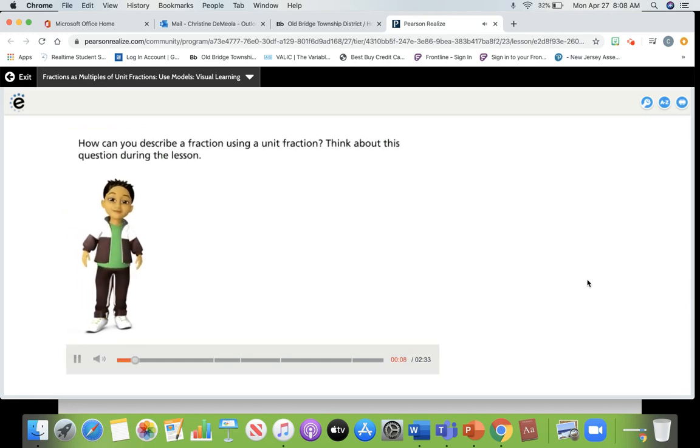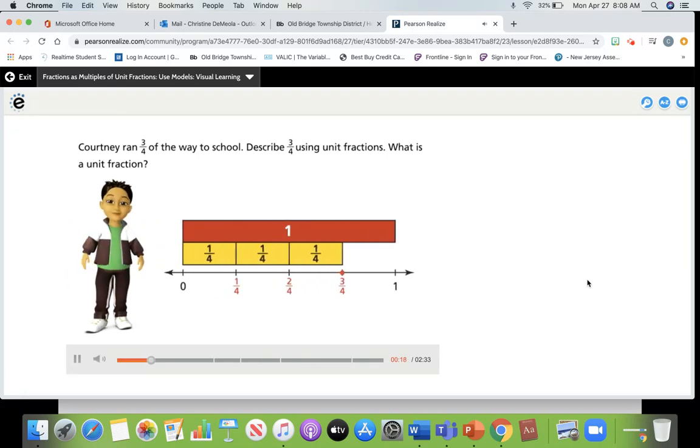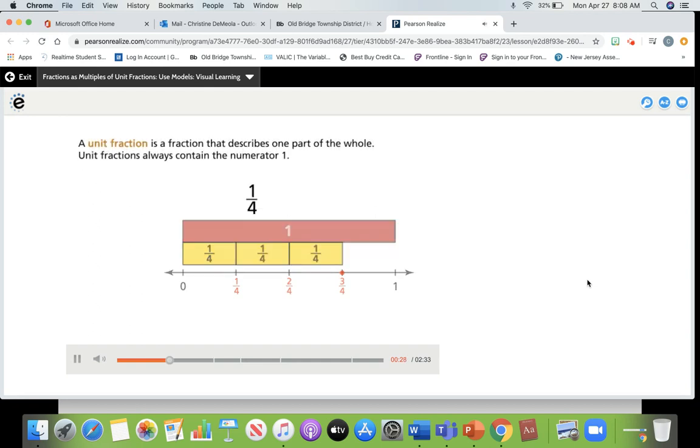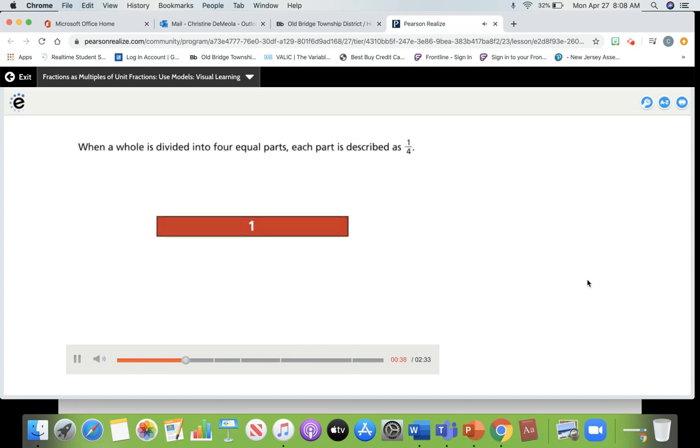How can you describe a fraction using a unit fraction? Think about this question during the lesson. Courtney ran 3/4 of the way to school. Describe 3/4 using unit fractions. What is a unit fraction? A unit fraction is a fraction that describes one part of the whole. Unit fractions always contain the numerator 1. When a whole is divided into 4 equal parts, each part is described as 1/4.